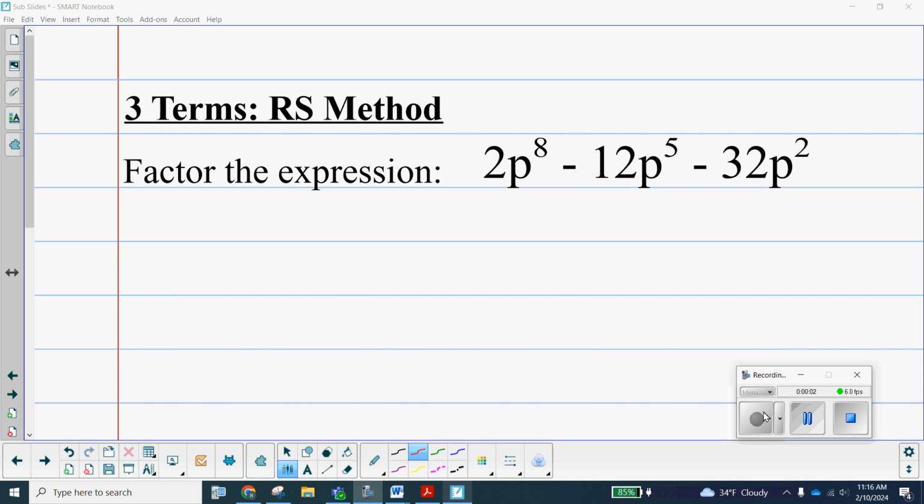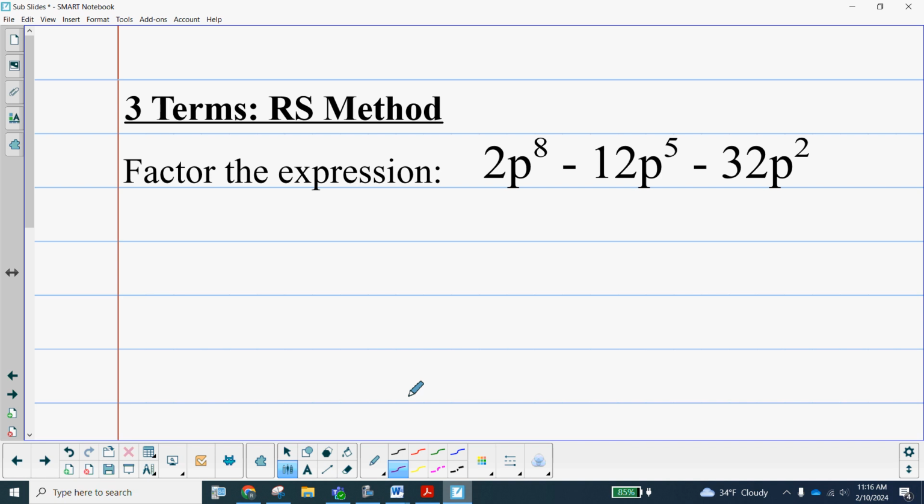All right, so you just practiced four terms. If you have four terms, you can use factor by grouping. So what we're going to look at here is what if you have three terms? Well, with three terms, we're going to use that old technique that I'm sure is your favorite, the RS method. I told you we're going to use the RS method a bunch. I was not lying. So if you have three terms, you're going to use the RS method. We're going to look at a slightly new way to use it.